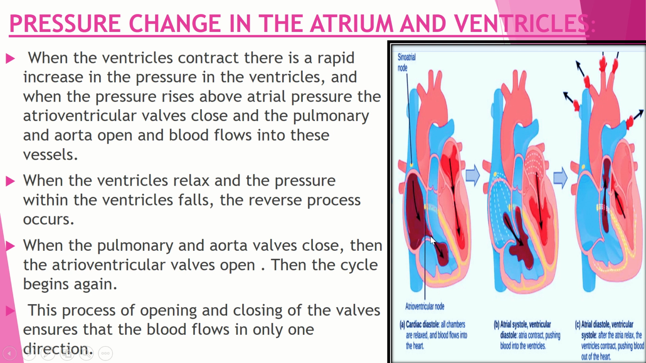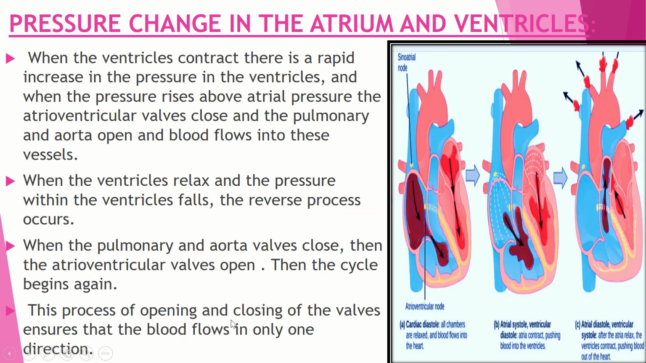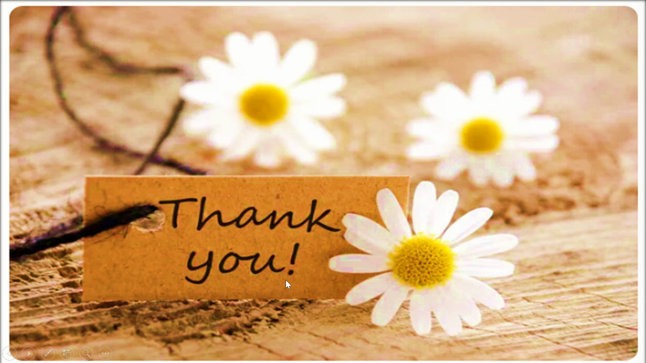When the atrioventricular valves are closed, that is, when the blood has flowed from the atrium to the ventricles, the closure of those valves is called the lub. And the second sound is the dub. It is softer and it is due to the closure of the aorta and the pulmonary valves. Okay, so here you can see when the aorta and the pulmonary valves are closed, that sound is called the dub sound. So the first one is loud, the lub sound, and the second one is the dub sound. Okay, so this is all about the cardiac cycle.